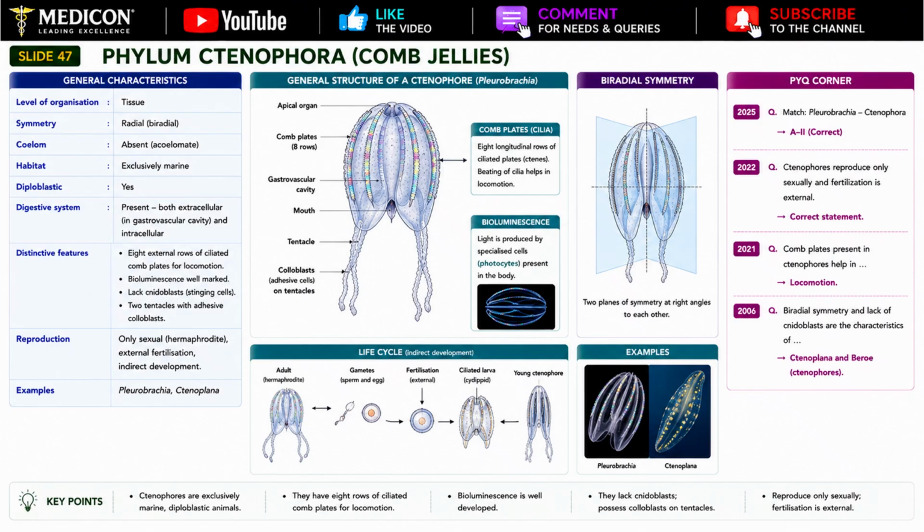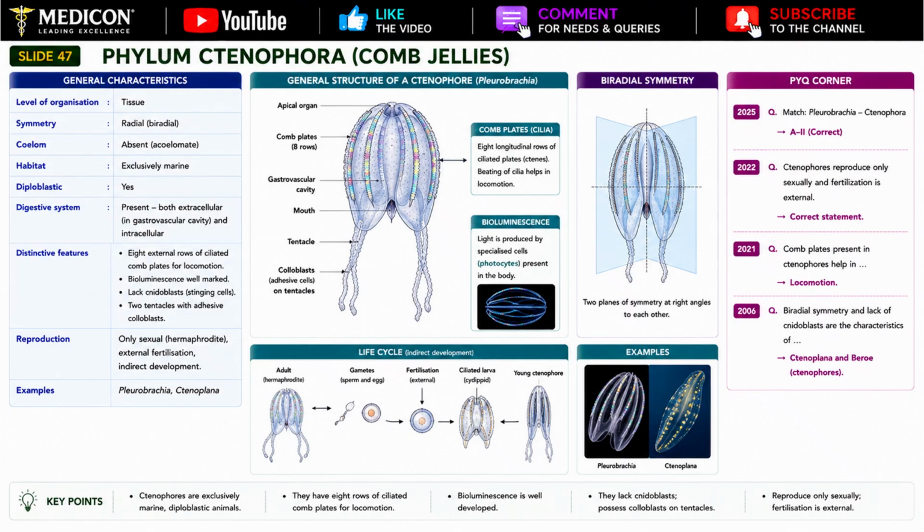Reproduction is only sexual, that is hermaphrodite, with external fertilization and indirect development. Examples are Pleurobrachia and Ctenoplana. Comb plates or cilia: eight longitudinal rows of ciliated plates, and the beating of cilia helps in locomotion. Bioluminescence: light is produced by specialized cells, that is photocytes, present in the body.